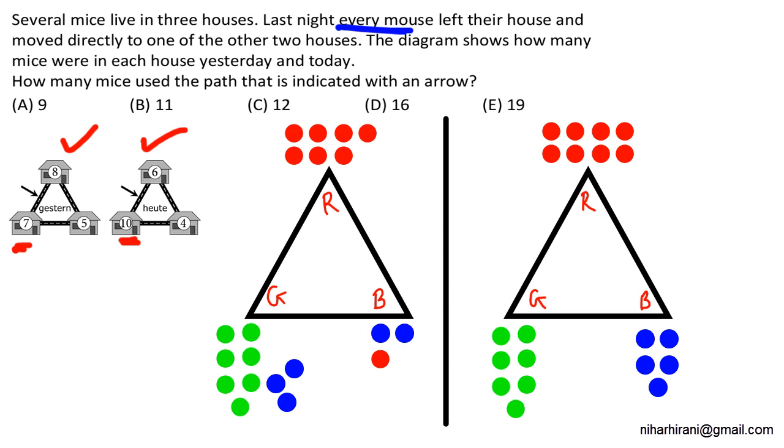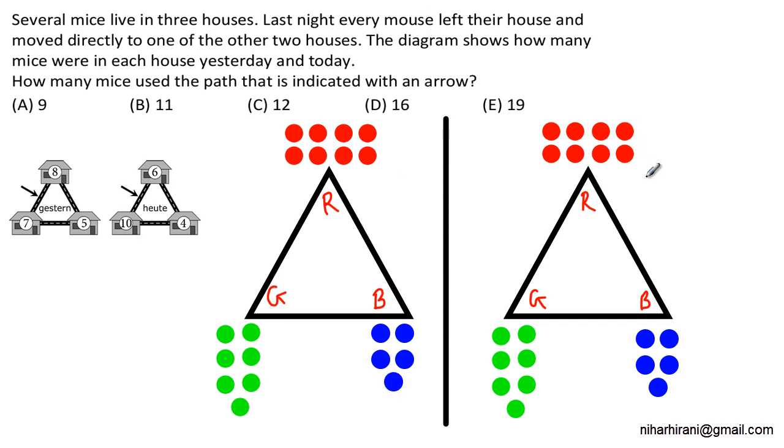The question says every mouse. It means there is no one who will not change their house. Like if you see this arrangement, then green was originally here and the new location should be here or here. It is compulsory for each mouse to change the house. So that is one of the biggest misunderstandings I have observed in students. Now let's go to the correct way of solving it.